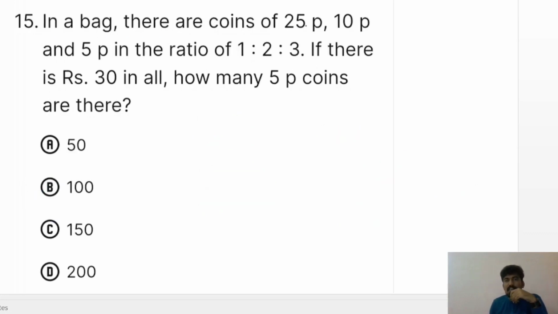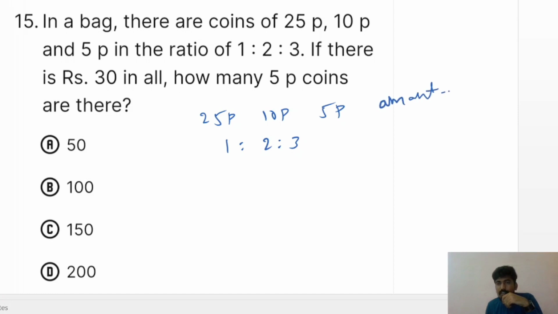Here in a bag there are coins of 25 paisa, 10 paisa and 5 paisa in the ratio 1:2:3. In a bag there are 25 paisa, 10 paisa and 5 paisa coins. They are in the ratio 1:2:3. If there are 30 rupees in all, how many 5 paisa coins are there? Total amount in that bag is 30 rupees. So we have the coins ratio.